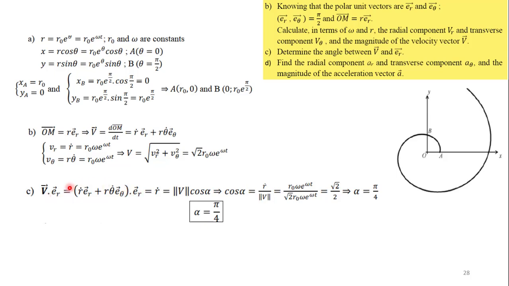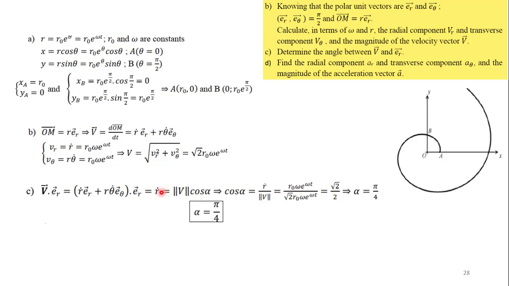We can now develop: r dot er times er will give r dot, plus r theta dot e theta dot er. e theta dot er will give 0 because e theta and er are perpendicular to each other. So we have r dot plus 0.